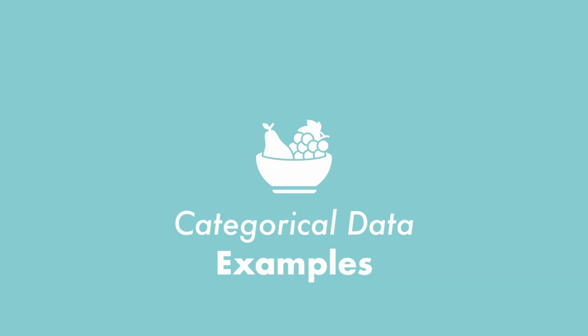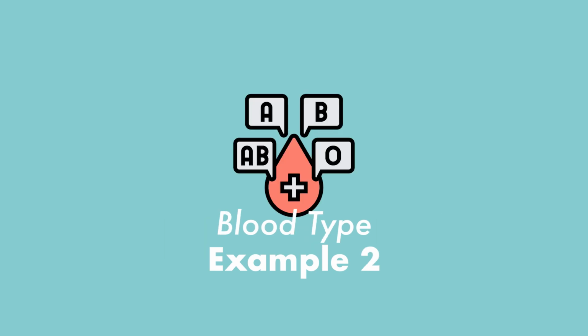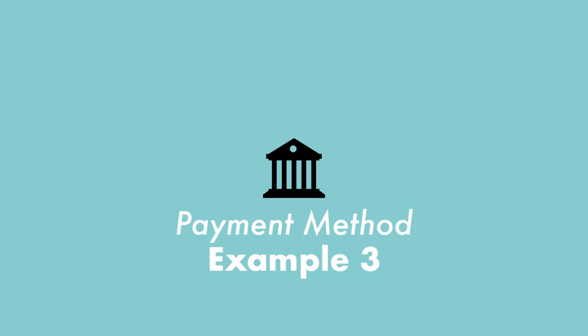First, there are many examples of this type of data. For example, a survey on the gender of respondents results in categorical data. If we want to know the blood type of a sample of residents in some country, we will collect values such as A, B, AB, and O. Another example is the preferred payment method, which the respondents can say things such as cash, credit, or debit card.